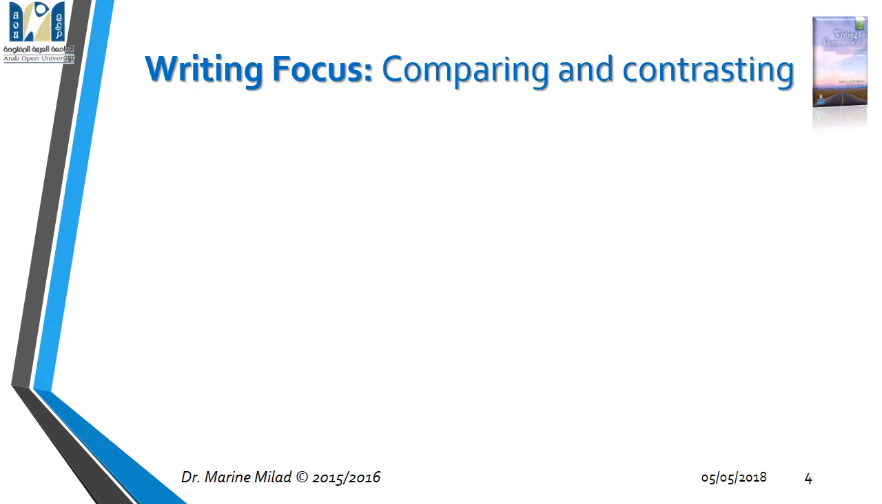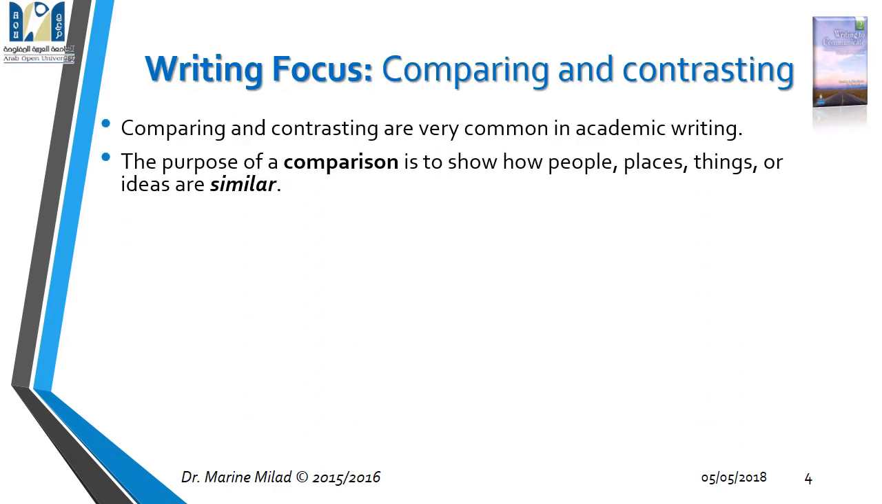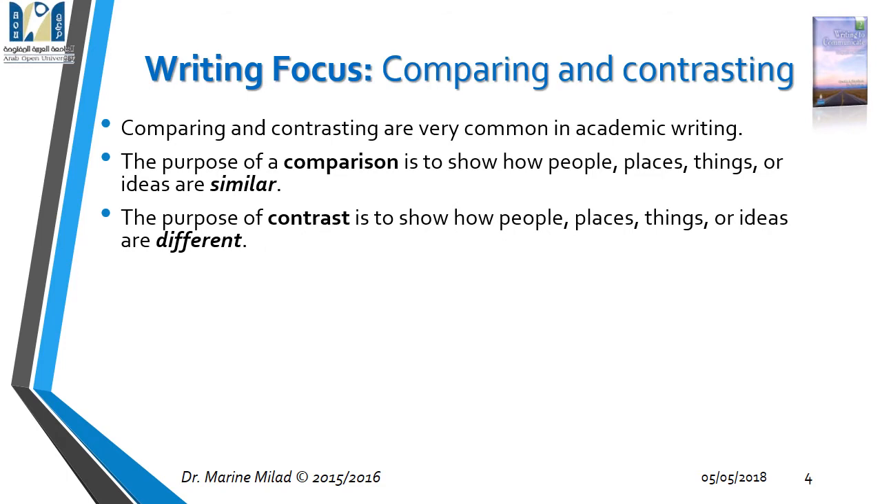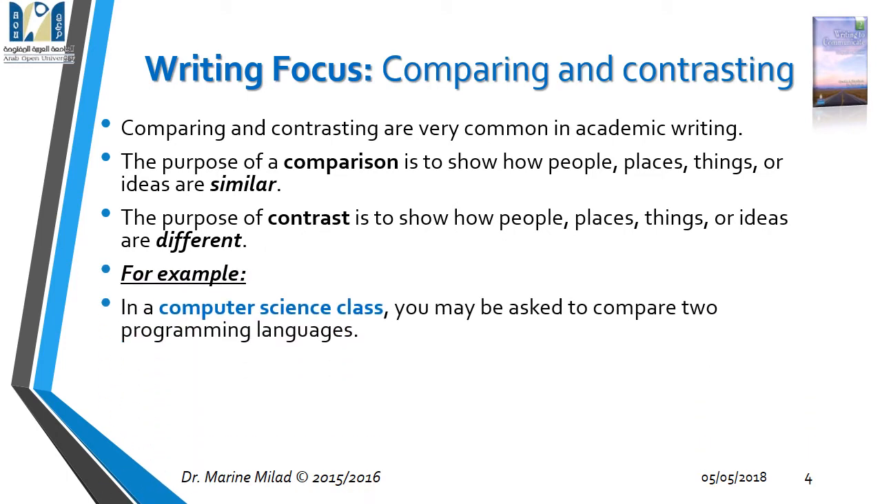Now, let's see, if you go to page 158, you will see this. Comparing and contrasting are very common in academic writing. It is very important because you might be asked to compare and contrast something, for example, in your literature class or also in your writing class. So it's very important to understand it.